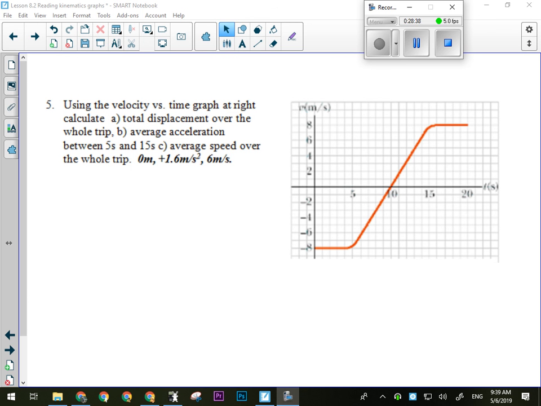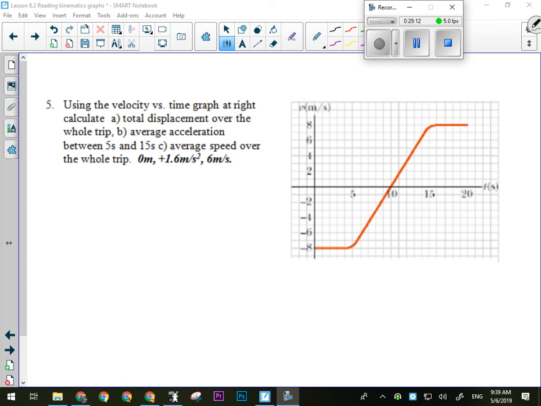All right, so on number 5, we've got an object that starts out traveling at a constant velocity of negative 8 meters per second. Then it accelerates positively to a velocity of 8 meters per second, and then travels at 8 meters per second for the next 5 seconds. This isn't one of the questions in there, but I'm going to ask it anyway. At what time does the object change directions?